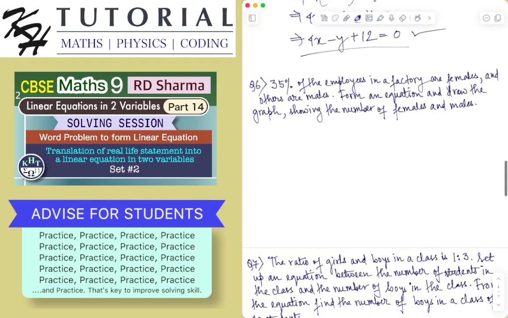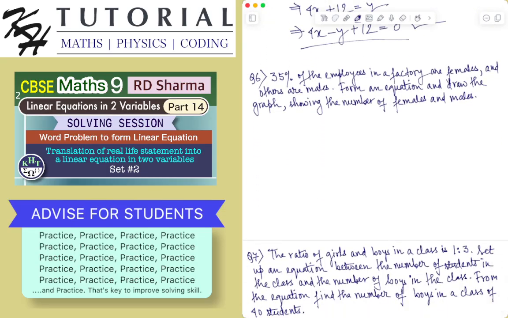Question number 6. 35% of the employees in a factory are females and others are males. Form an equation and draw the graph showing the number of females and males. So clearly the number of females and males are the variables. So let's say let x be the number of females and y be the number of males.